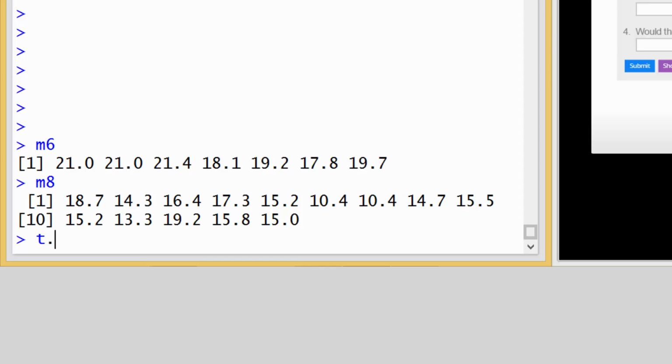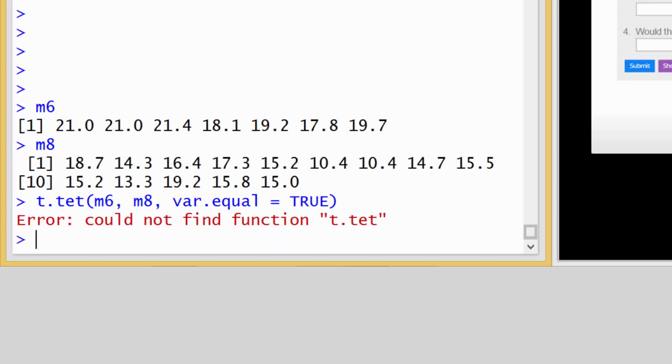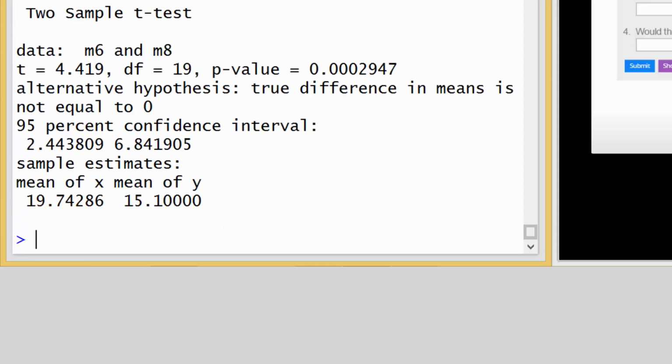Now I want to do t.test(M6, M8) and put var.equal equals TRUE. There you go. Make sure you type in the right word. Okay, so the t statistic is 4.419, so our difference in means is 4.419 standard errors away from 0. The p-value is effectively 0, at least to 3 decimal places, which is what we need for the question. And notice that the only difference between the t statistic and the z statistic is whether we compare our statistic to the t distribution or the z distribution.